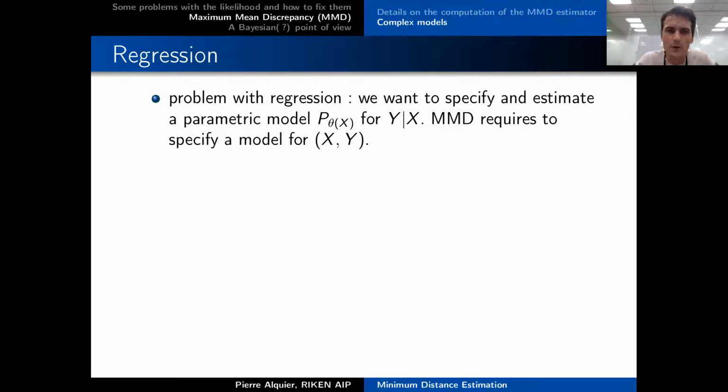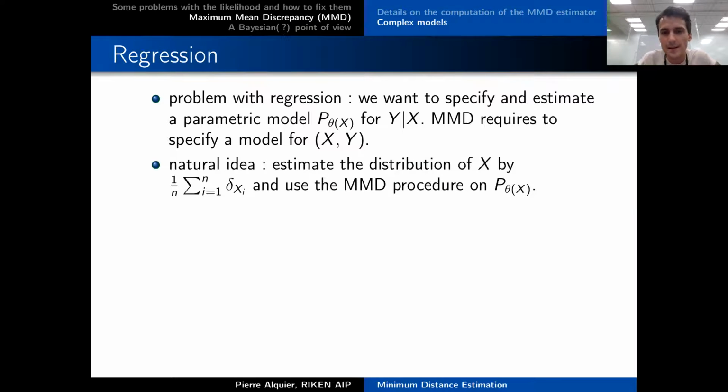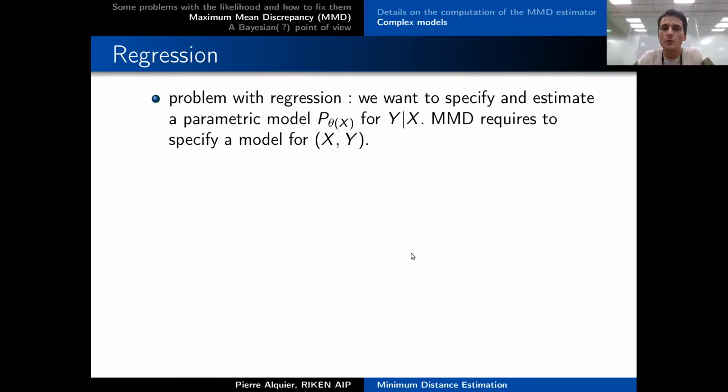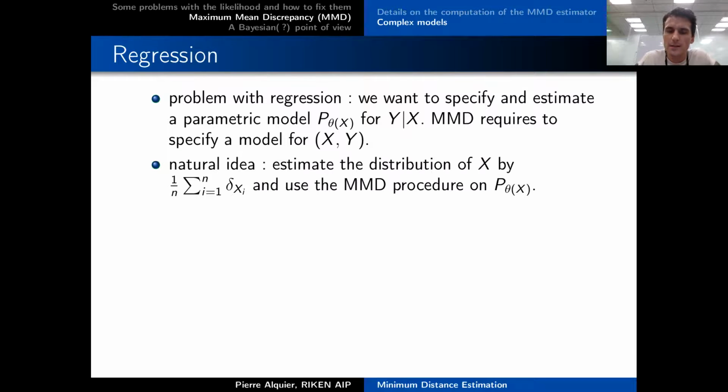I just want to point out that at this point, the theory stops being simple, in the sense that until now I described how to estimate a distribution, not how to estimate a conditional distribution. There is a natural idea: I can estimate the distribution of X and Y. I estimate the distribution of X by the empirical distribution, and then I try to estimate the distribution of Y given X using MMD.